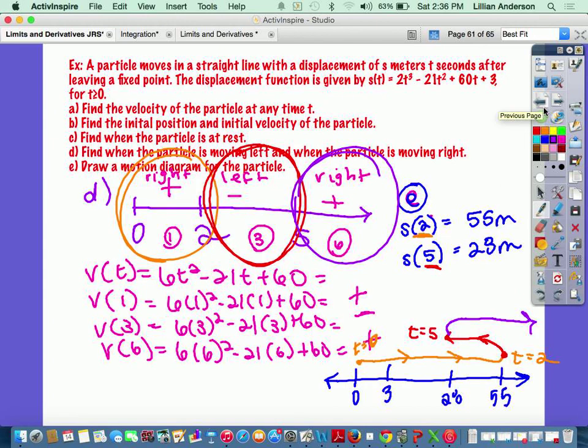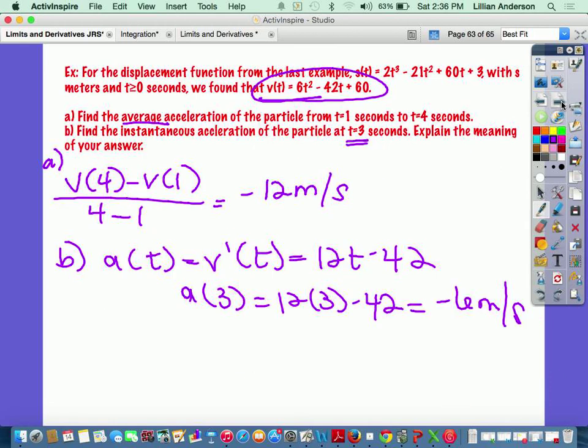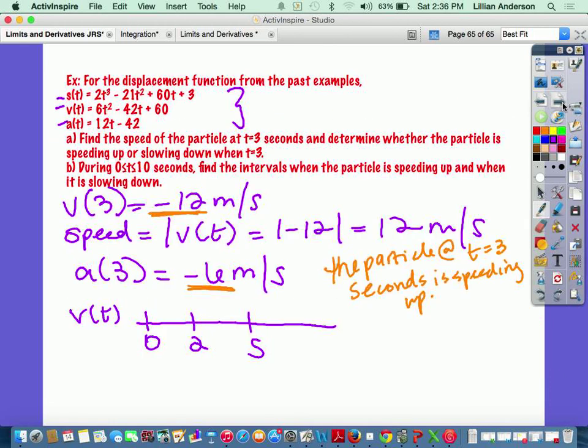It was right here, part G, where we were trying to figure out if we move left or right. Now I'm only concerned up to 10 because that's the interval I'm looking at. And remember we found that velocity was positive between 0 and 2, negative between 2 and 5, and then positive after 5.